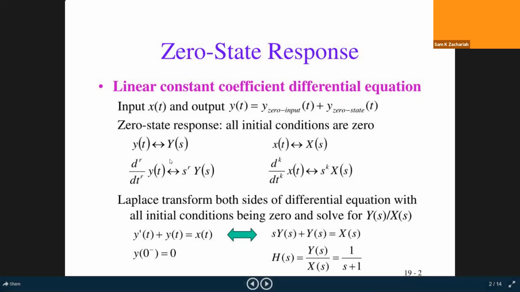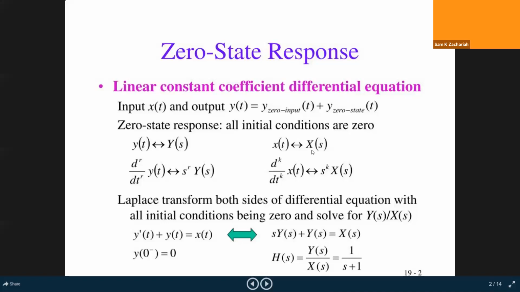Under that condition, y(t) is the response, and its form is called y_s. This is the normal notation, y(t) and y_s. Similarly, x(t), where x refers to the input, corresponds to the Laplace transform X(s).